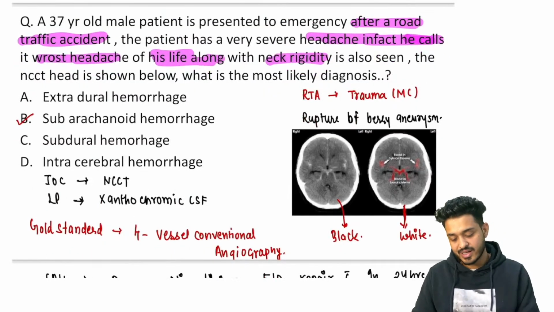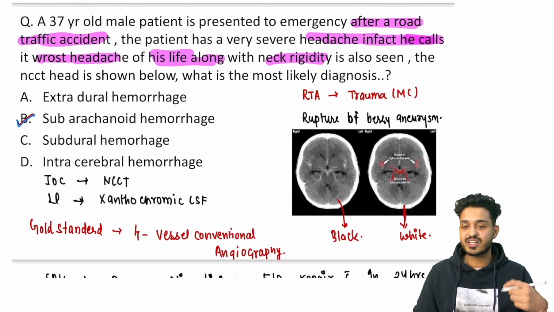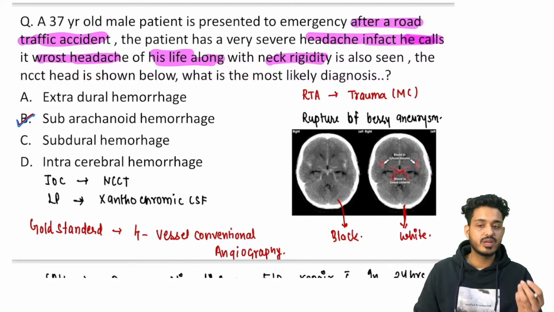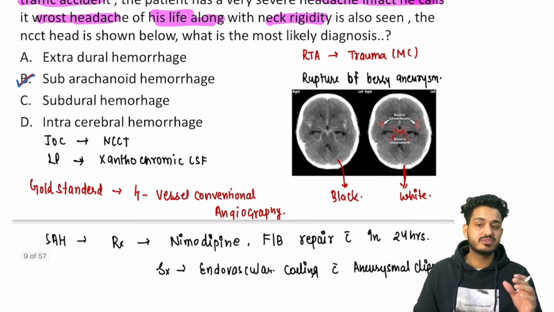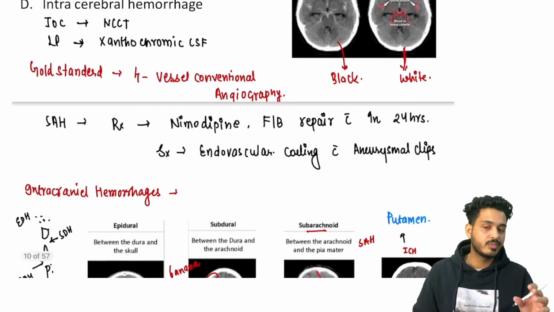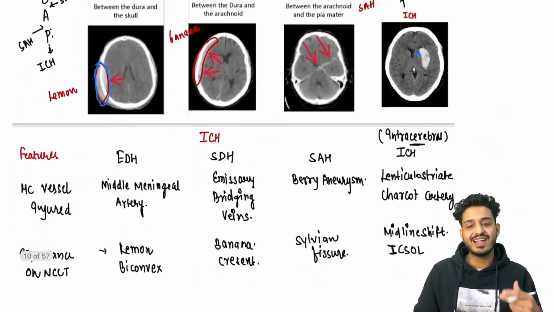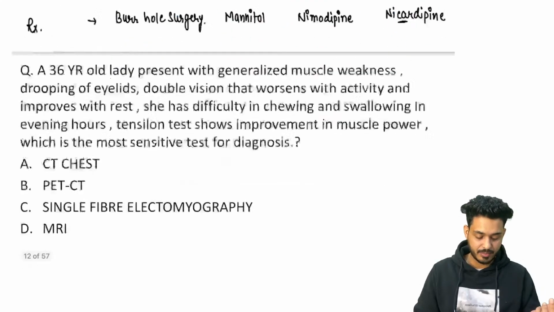So in this particular case, now I hope you know what is extradural, what is subarachnoid, what is subdural, what is intracerebral. Just go through this particular PDF just before your examination. I've covered most of the important points that are highly likely to be asked in your exam, right?